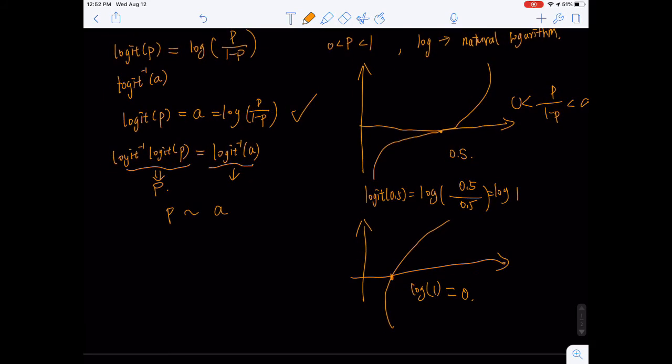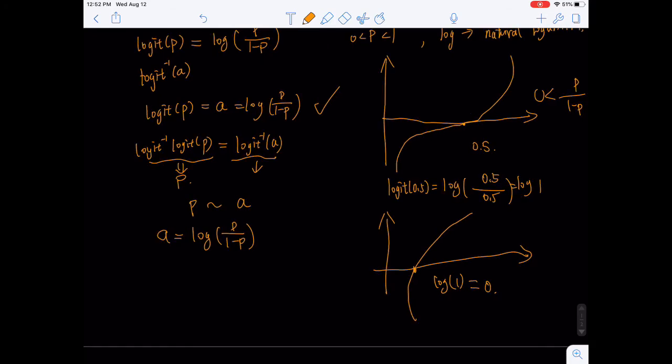In order to get that, let's take a closer look at this equation. This is so far what we know about a and p. We want to simplify this and single out p. Let's first get rid of the logarithm. So we take the exponential of a and the exponential of log of p over 1 minus p, which will be p over 1 minus p, because exponential and logarithm are inverse functions, so they cancel out each other.